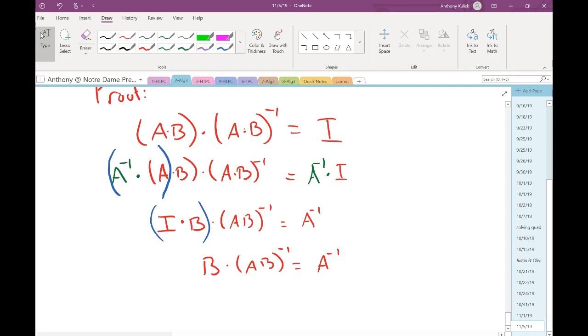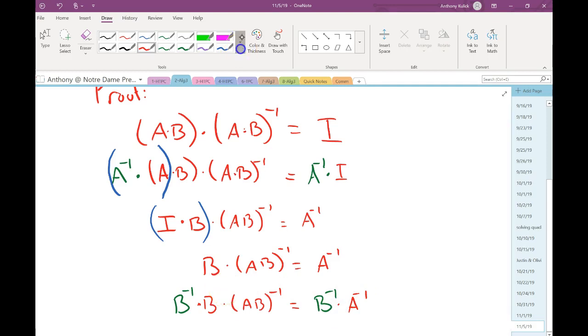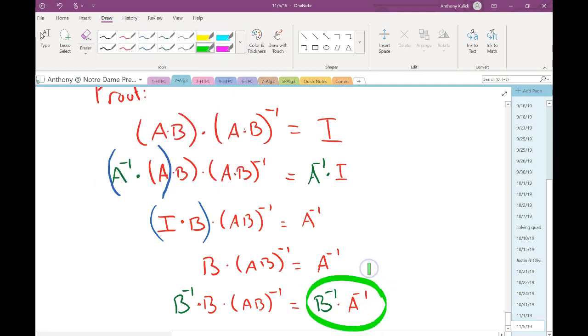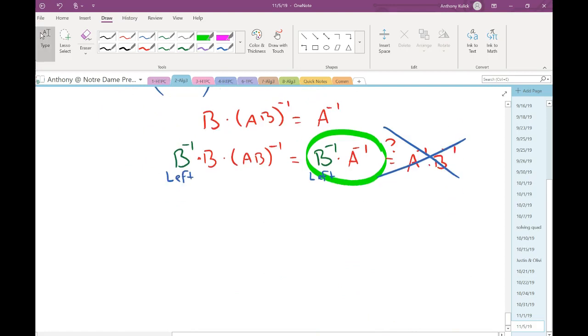So what I'm going to do next is I'm going to get rid of that B. To get rid of that B, I'm going to multiply on the left to both sides by B inverse. Here, on this step, did it matter if I wrote this as B inverse times A inverse, or A inverse times B inverse? Did that matter? Because this is not a situation where these two are going to be commutative. So it definitely matters which side you put that B inverse on. The B inverse on this side must be on the left. It's not okay to have written it in the other order.